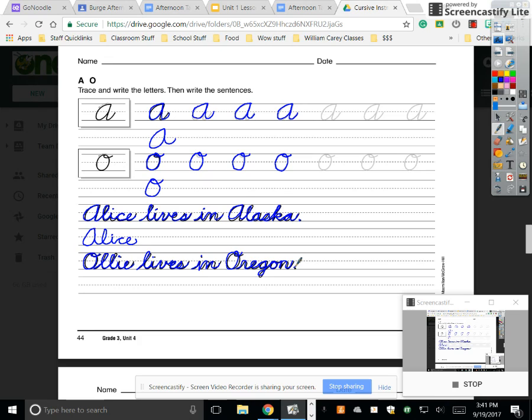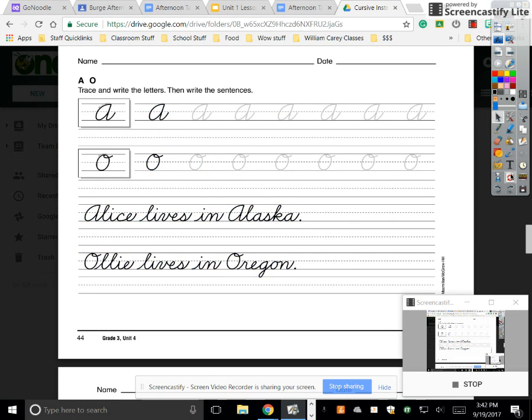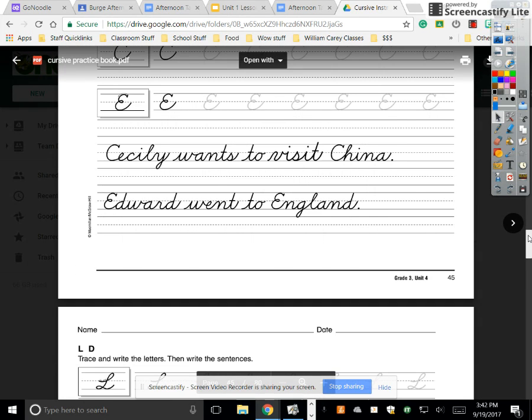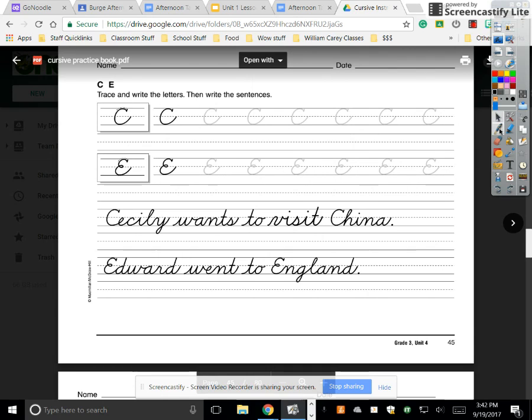So trace all those, and then copy it down, and then we'll go to the next page. Pause this, rewatch as many times as you need to. There's no reason to rush and get scared. Of course, this is one of the easier ones. The next page, page 45.